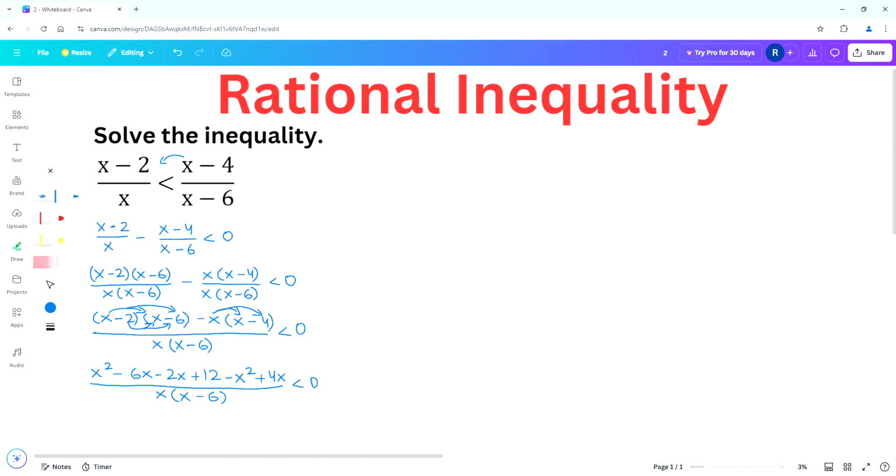Next, we can combine like terms in the numerator. The x squared terms get cancelled out. We can combine the x terms. Negative 6x, negative 2x plus 4x is equal to negative 4x, plus 12.